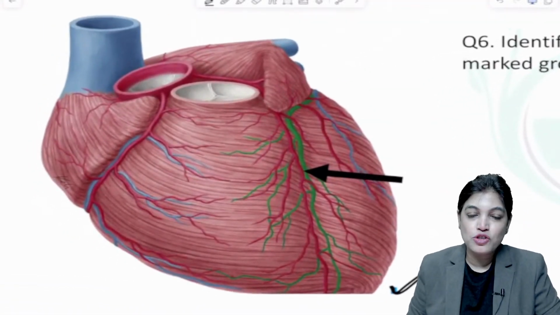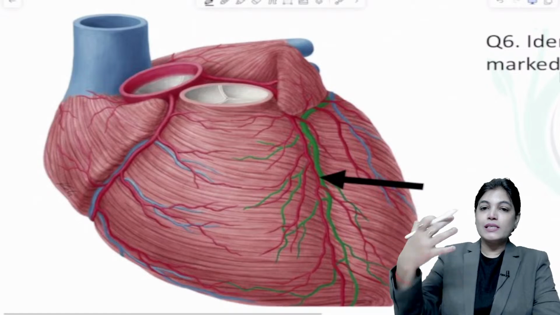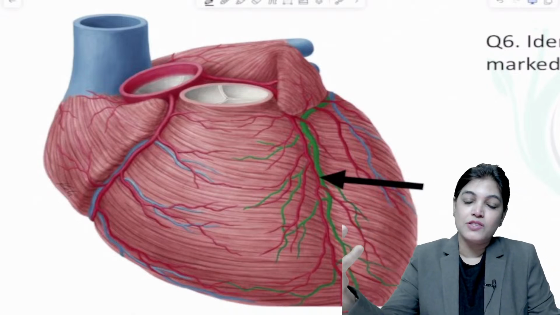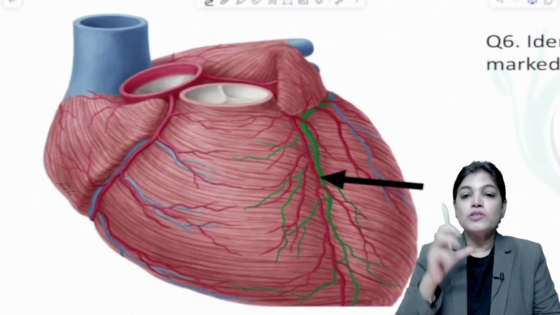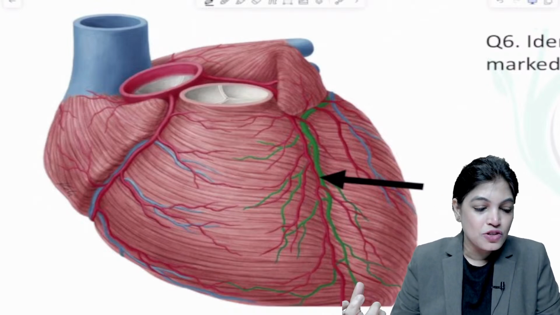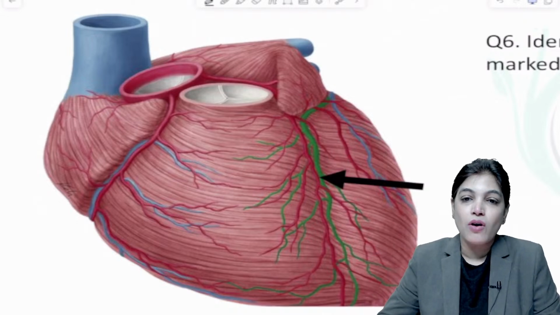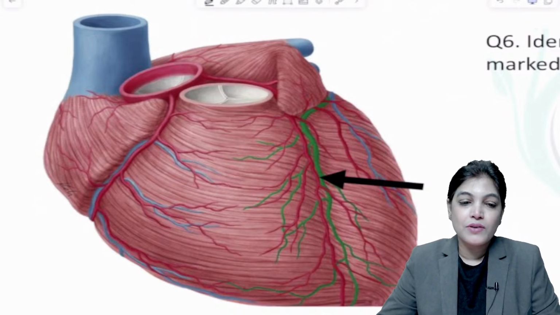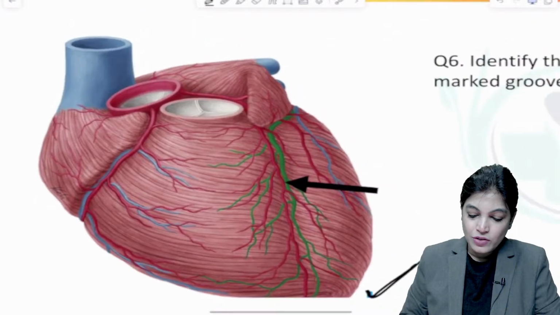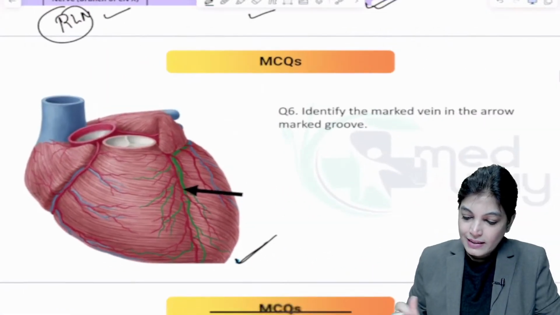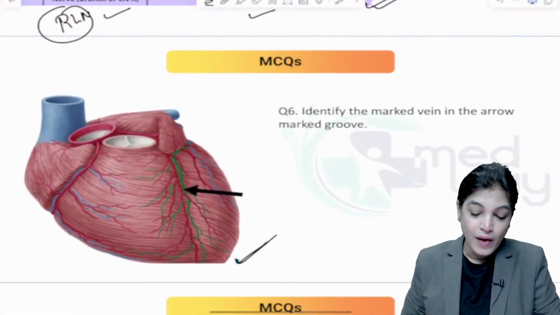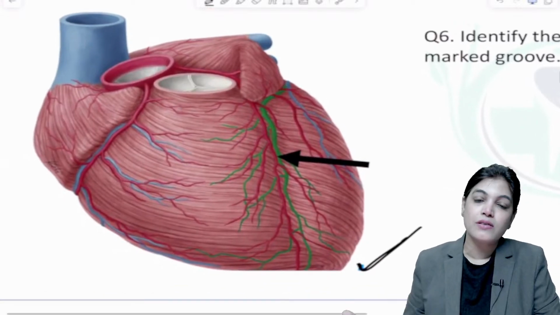So please appreciate, this is the anterior view, from where we are seeing the heart chambers from the anterior aspect. When we see the heart chambers from the anterior aspect, we can appreciate the black arrow is marked onto the atrioventricular groove. Okay, so we can see that it is marked on one of the grooves, and you have to identify the structure lying in this groove.